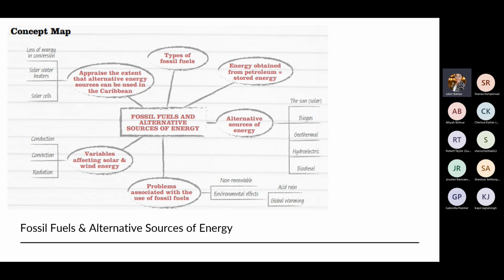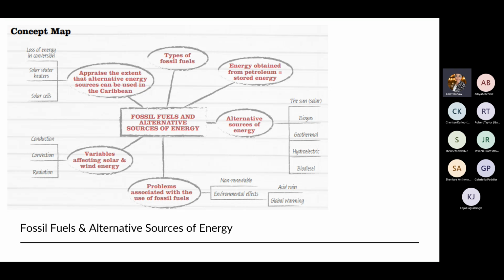The problems associated with the use of fossil fuels, remember, it's non-renewable. There are so many countries that used to have abundance of it, but over time it declines. Because it takes millions of years to form it, sooner or later the supply is going to be used up. Then you have, well, the environmental effects. Right, you have appraise the extent that alternative energy sources can be used in the Caribbean.